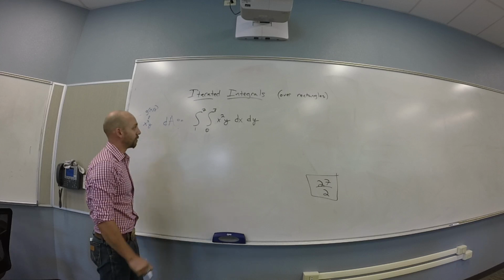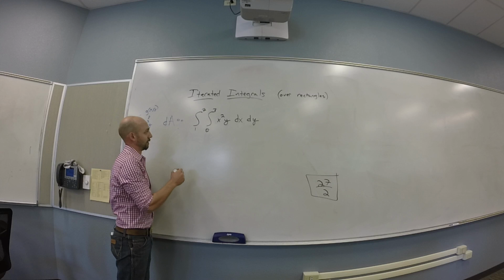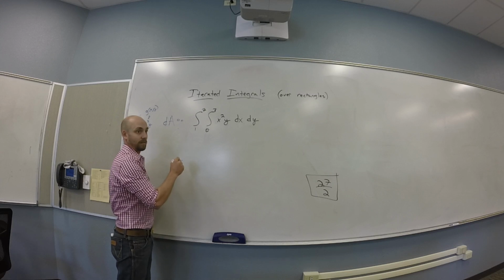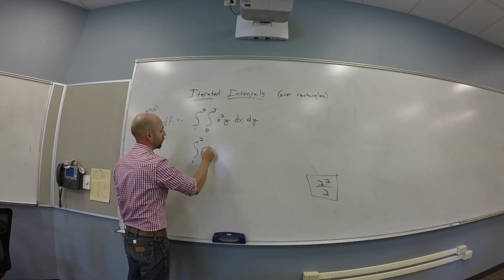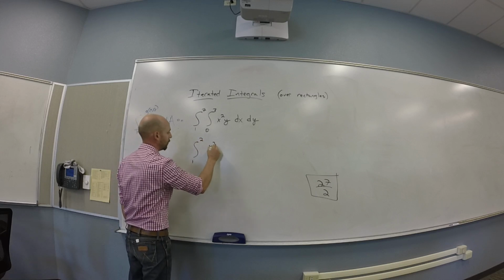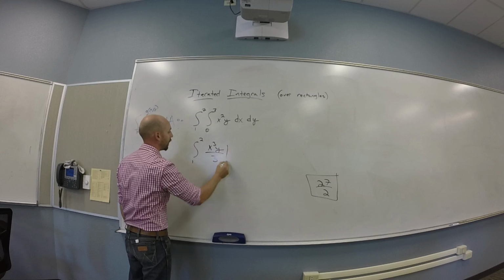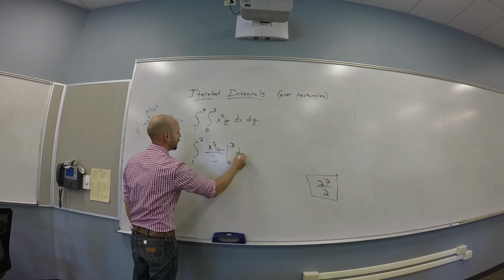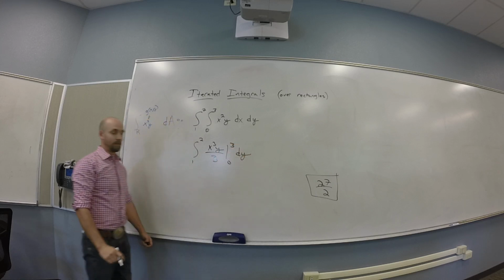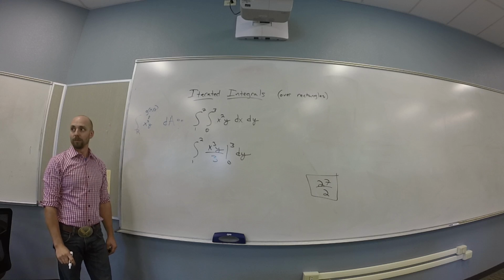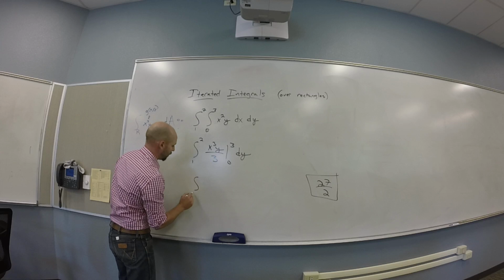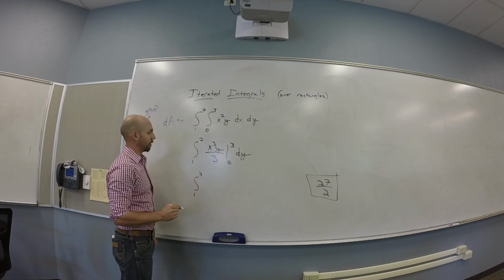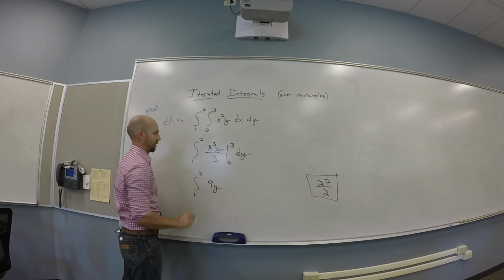Okay, so what do you get when you integrate dx first here? 1/3 x cubed y. Okay, so you get the integral from 1 to 2 of x cubed y over 3 evaluated from 0 to 3 dy. You guys with me? Okay, so then you get the integral from 1 to 2 of 9y dy, once we do the integration.